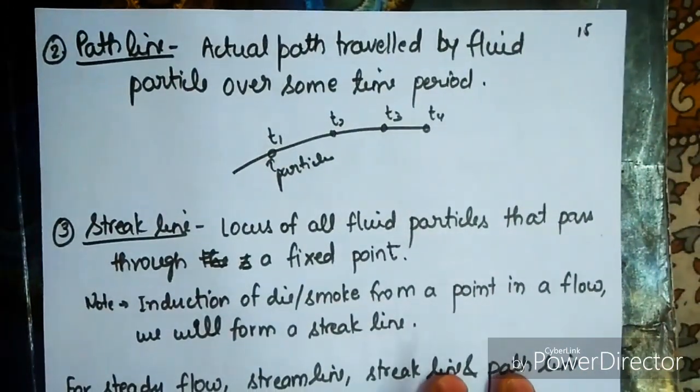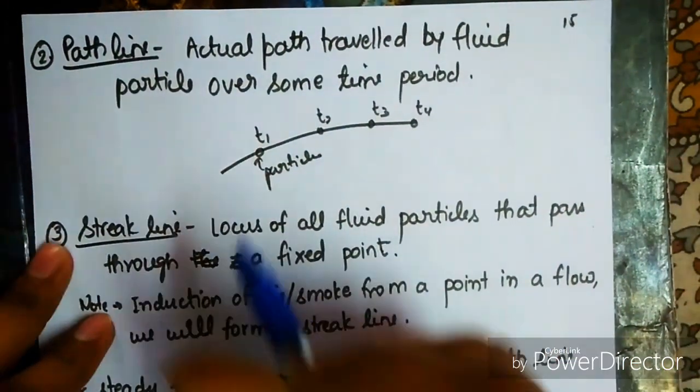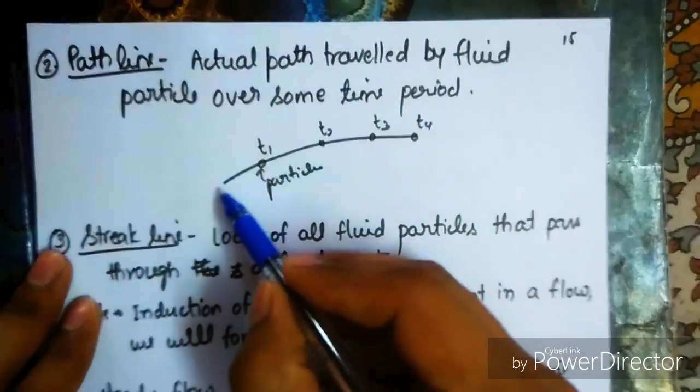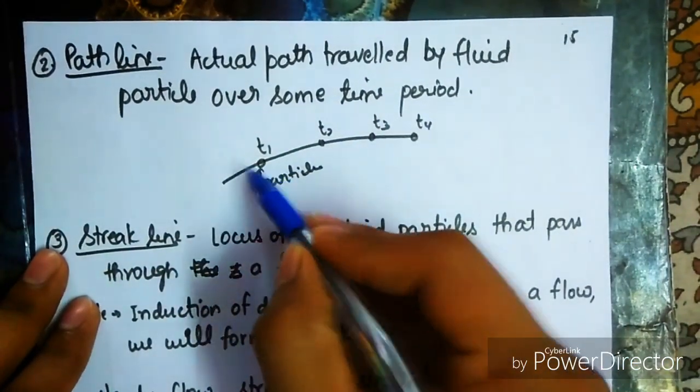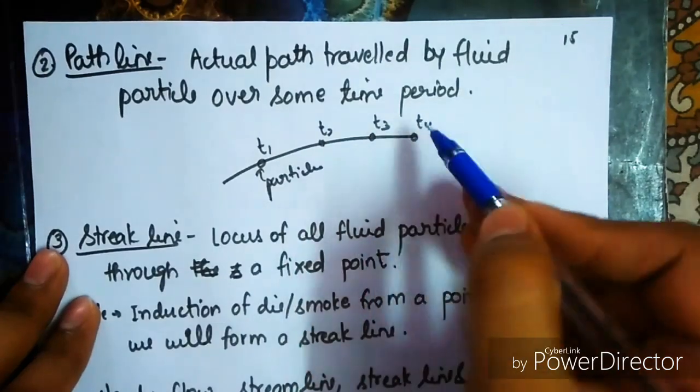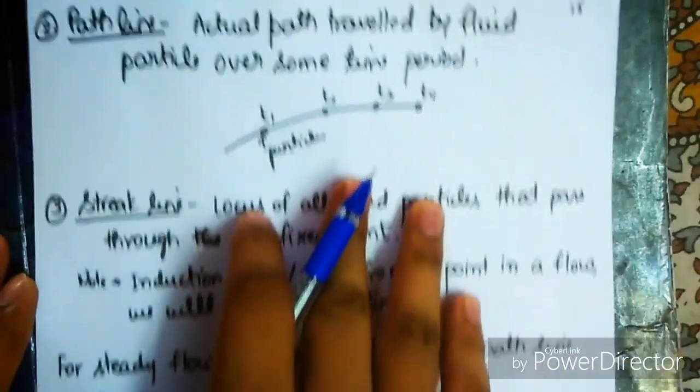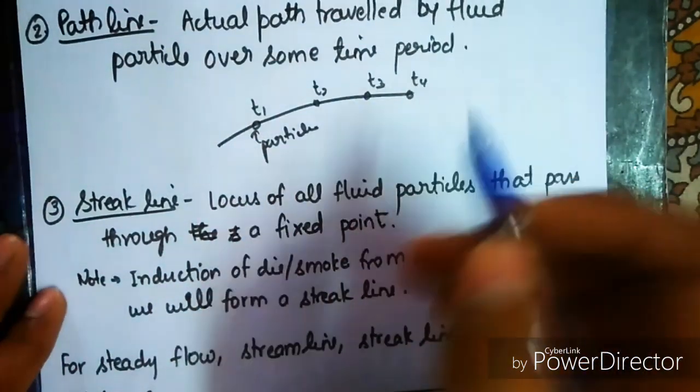Next is our path line. Path line is the actual path traveled by the fluid particle over some time period. Like this is the fluid particle. At t1 time it is here, at t2 time it is here, at t3, at t4 time it is at these places. Okay, so the whole line is called path line.